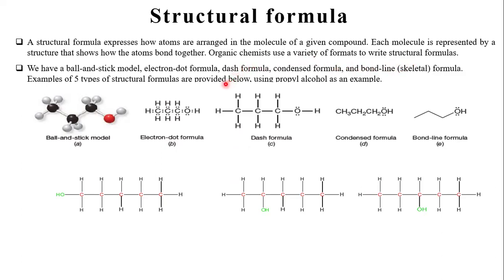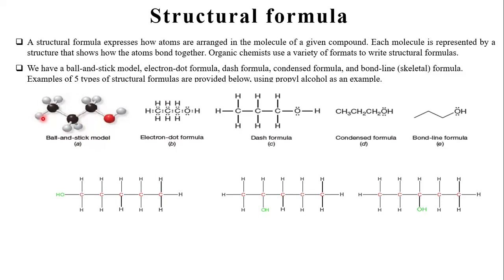Here are some key types and features of structural formulas. We have a ball and stick model. For the ball and stick model, which is the first type, these formulas specifically represent the spatial arrangement of atoms in a molecule. It is also known as the three-dimensional structure, that's the 3D model.